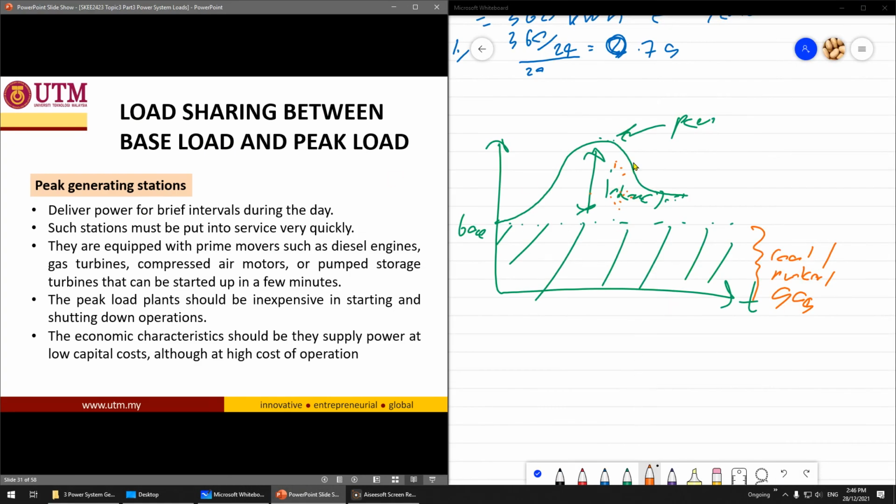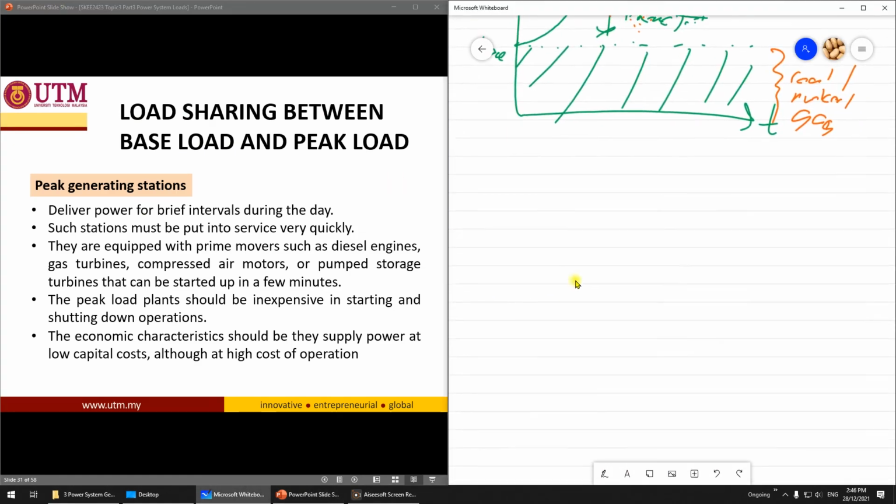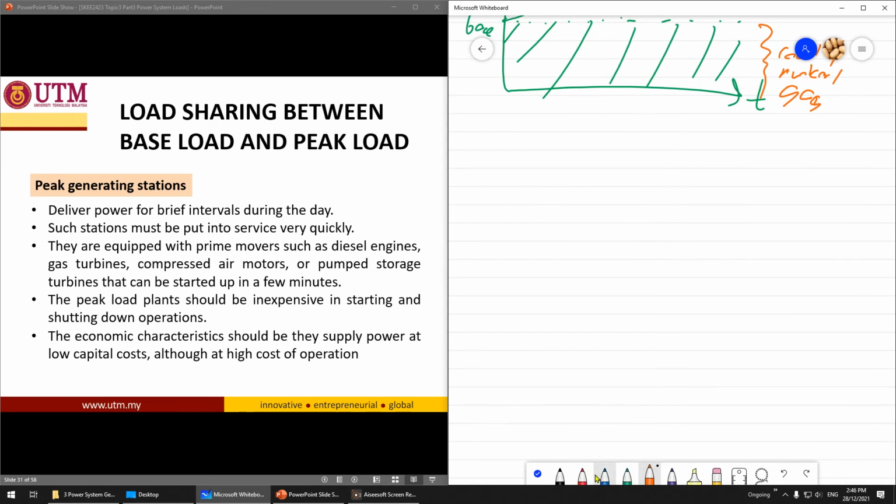Or maybe I should draw this to avoid confusion. You have a base, intermediate, peak.